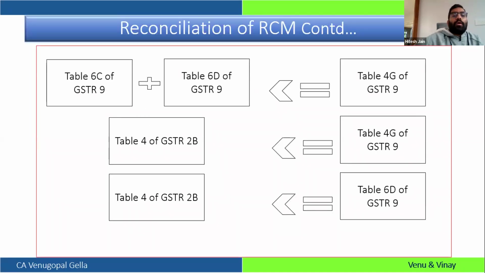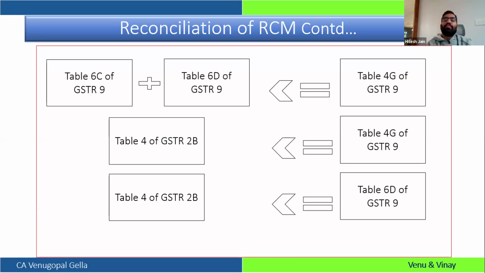Now we need to check what our check should be. Like table 6C of GSTR-9 plus table 6D of GSTR-9 should be either less than or equal to table 4G of GSTR-9. That means the ITC which we are availing on reverse charge basis should always be either less than or equal to the taxes which we have paid on reverse charge basis. If that is not the case, we are inviting scrutiny at our end, and we need to be ready with proper documentation to fight the battle.